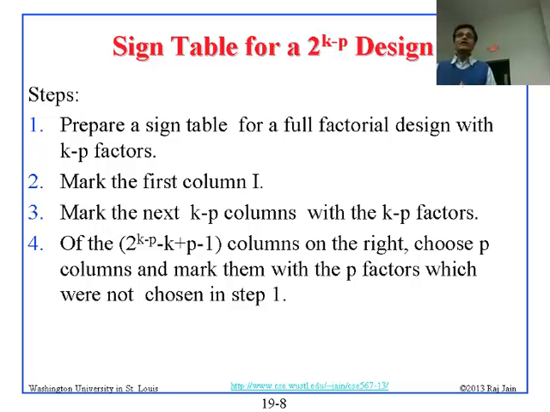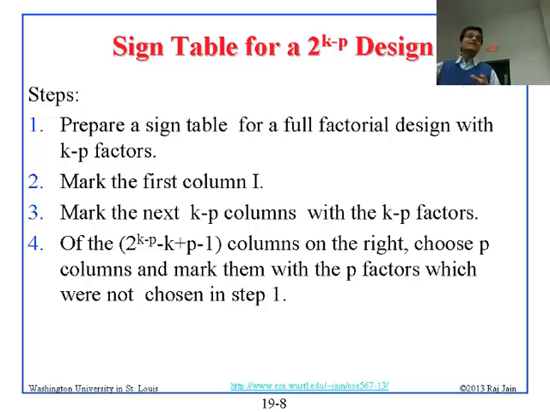Right? For that, what will you do? You will make a table for k minus p factors. So make a sign table for k minus p factors. And obviously, in the sign table, the first column would be I, as before. And mark the next k minus p columns with k minus p factors. And of the remaining on the right, choose p columns.